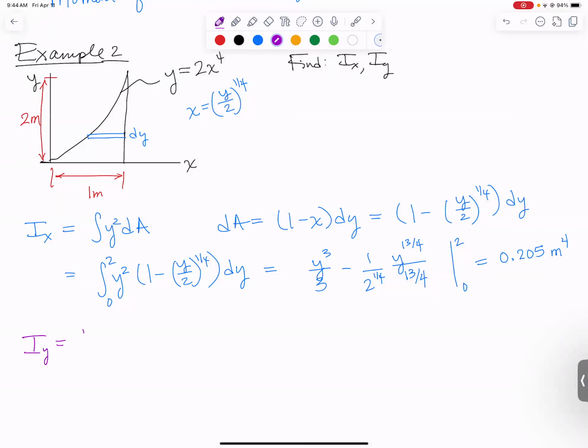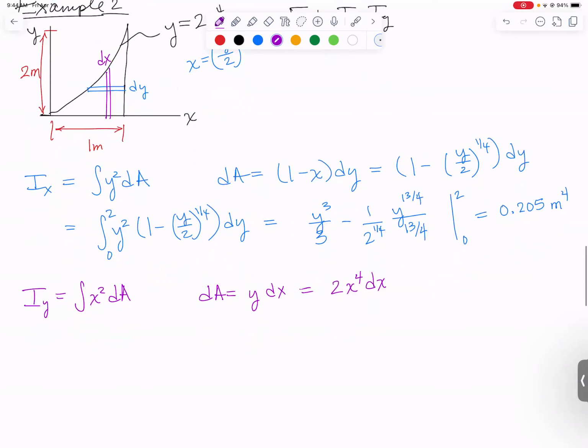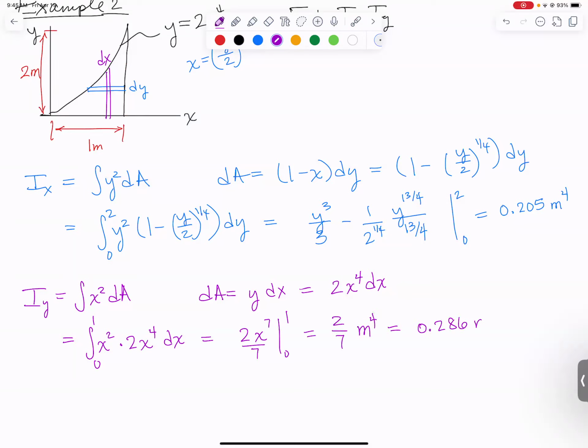Let's do Iy. It's the integral of x squared dA. And this time I want to use a vertical strip. So there's my purple vertical strip. Its width is dx. Its height is just y. And replacing that with what it's equal to, so everything's in x's, we've got 2x to the fourth dx. This is going to be an easy integral. So Iy is x squared times 2x to the fourth dx. And I need to go from the left side of the shape to the right. So I'm going from 0 to 1. And that comes out to be 2x to the 6th will become an x to the 7th divided by 7, evaluated from 0 to 1, 2/7 meters to the fourth, 0.286 meters to the fourth.